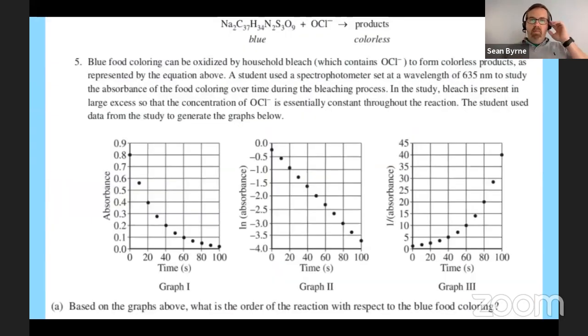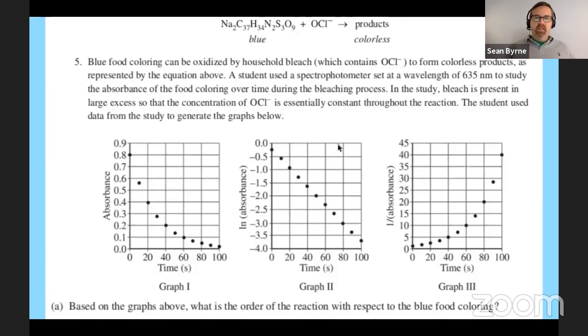Our second problem was right off of an AP test. We had several different questions that we were asking you to do. I believe that there's 3, if I remember correctly. And the first one is just to look at these graphs and to be able to determine what the order of the reaction is with respect to the blue food coloring. So we have some blue food coloring that's reacting with bleach to produce something that is colorless.